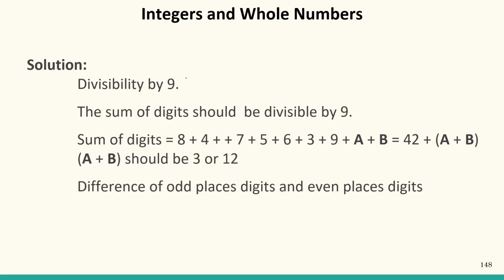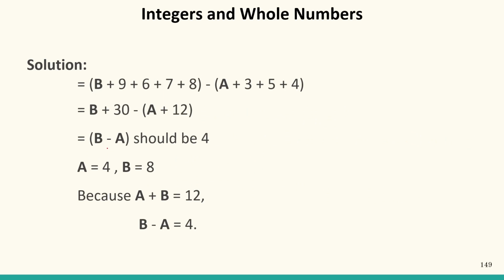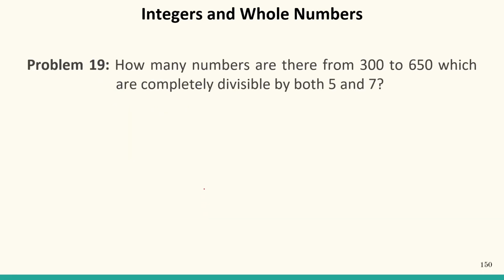Okay. So divisibility by 9. So sum of digits should be divisible by 9. So sum of digits is equal to what? So this will be 42 plus a plus b. So a plus b should be 3 or 12. So difference between odd places digits and even places digits. So it will be what? So b minus a should be 4. Okay. Because b plus 9 plus 6 plus 7 plus 8 minus a plus 3 plus 5 plus 4 is equal to b plus 30 minus a plus 12. So a plus b is equal to 12 and b minus a is equal to 4.